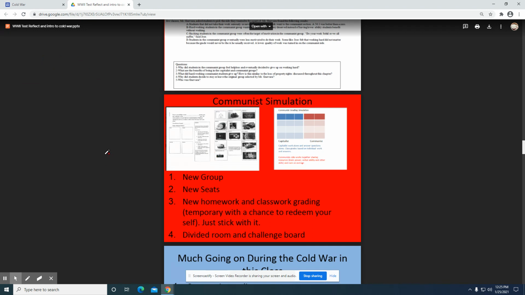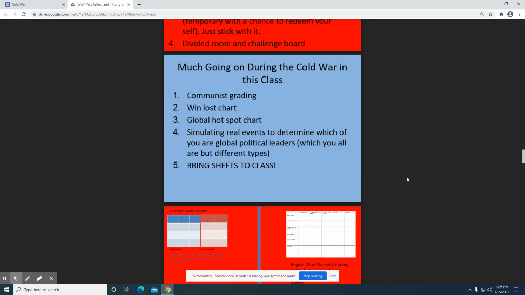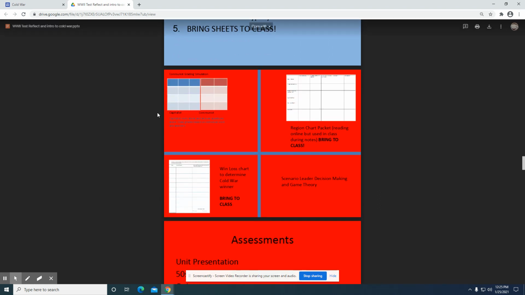All I'm letting you know is for the Cold War unit, this is one simulation that's going on. I'm just trying to address right here: we're going to have communist grading. We're going to have to address some of the win-loss. Each side will be given a leader, and the leader is going to have to make decisions to determine how they're going to have their capitalist or communist side prevail over the other. And that will be addressed again at a later screencast. I'll try to come up with one for each particular item.